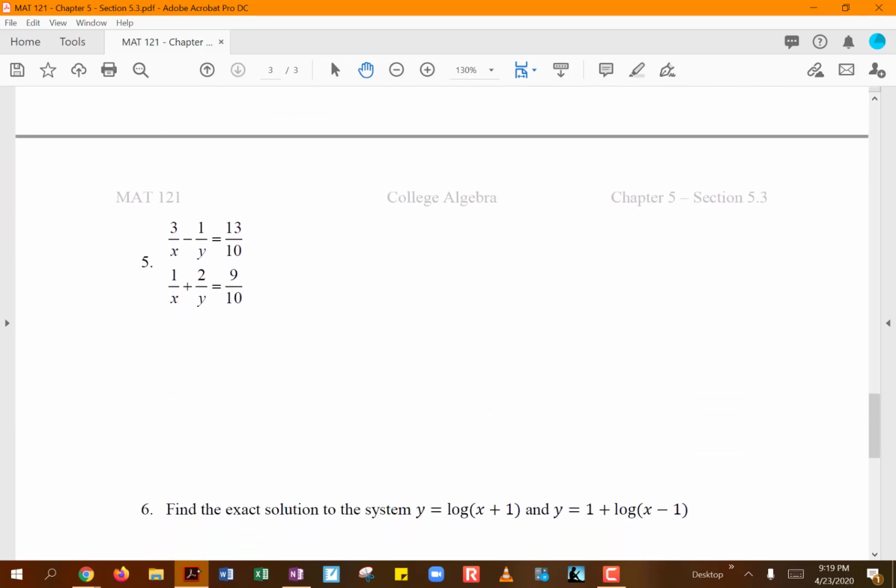Now let's take a look at example 5. These are given to us as 3 over x minus 1 over y equals 13 over 10, and 1 over x plus 2 over y equals 9 over 10. In this one, I would not recommend getting rid of our denominators because that would make this problem a lot longer and more complicated. So leave them the way they are and try to use your addition method to eliminate either the x variable, or the expression that has the x variable, or try to eliminate the expression that has the y variable. So let's take a look at this one.